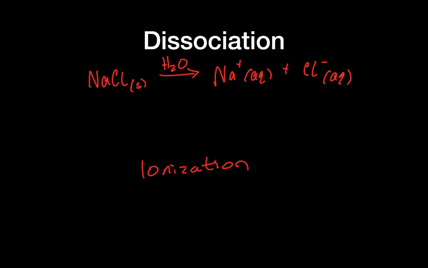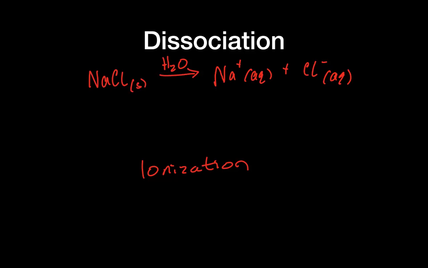That's called dissociation. So dissociation in general as an English term just means you stop being connected. It's the opposite of association. If you are associated with something, it means that you're connected to that thing. If you dissociate, that means that you stop being connected. Ionization is a completely different process.